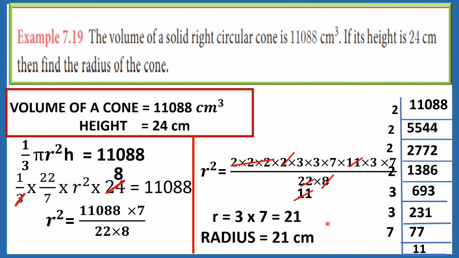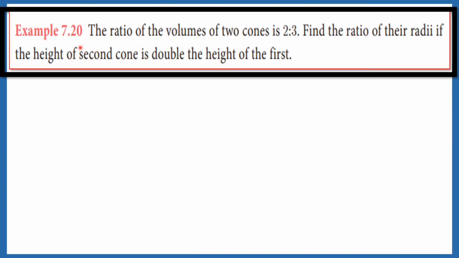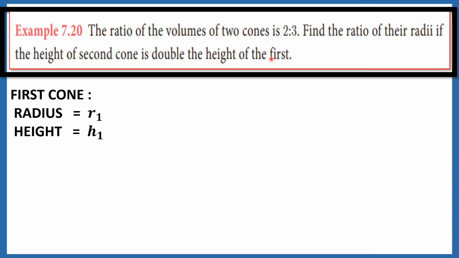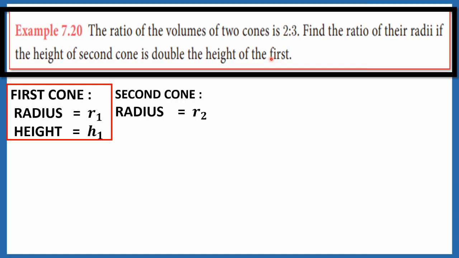For our convenience, we can use any method to find the square root. Example 7.20. The ratio of the volumes of two cones is 2:3. Find the ratio of their radii if the height of the second cone is double the height of the first. Two cones are given. Let us take the first cone, radius r1, height h1. Second cone, radius r2, height h2.